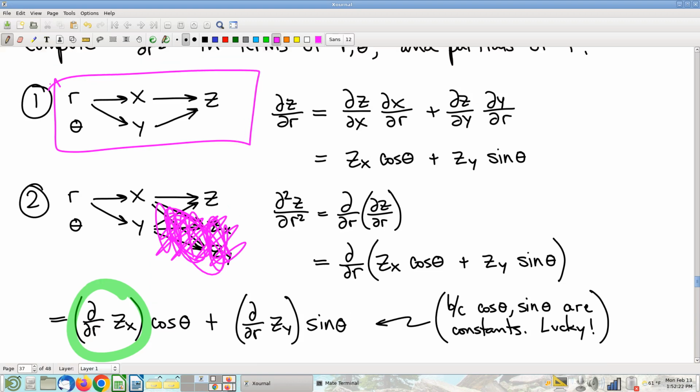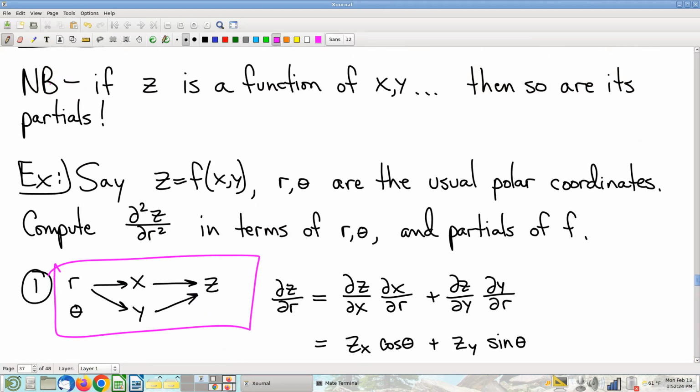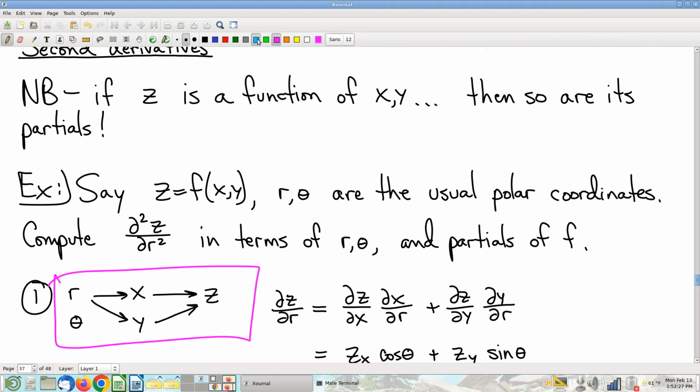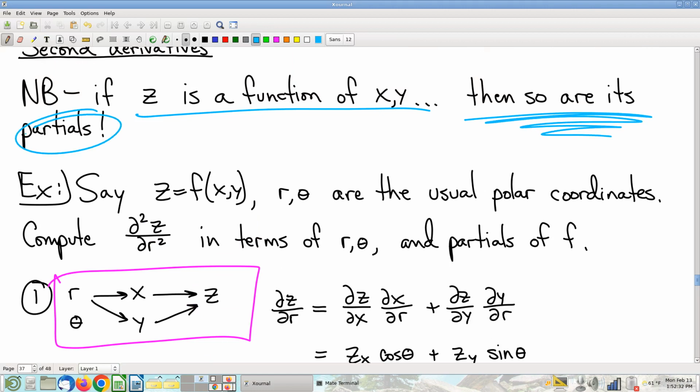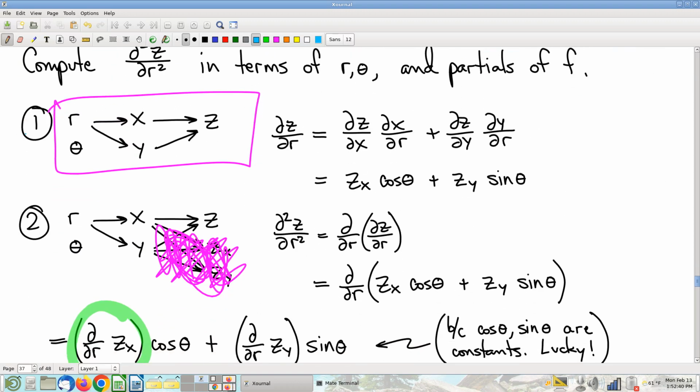So back up to the very top of the page, and remember what we said at the very beginning. If z is a function of x and y, so are its partials. So zx is a function of x and y, and just note that on your diagram. So I explicitly add it right there on the diagram. And now I can see how it fits in with other things. I can see how it relates to these other variables. Ditto for zy, by the way, also a function of x and y.